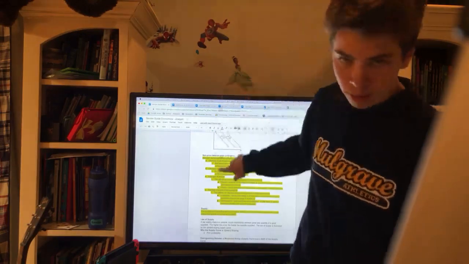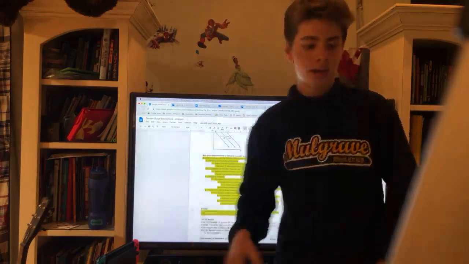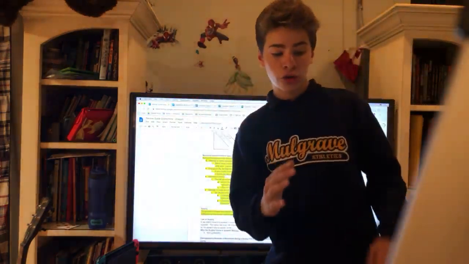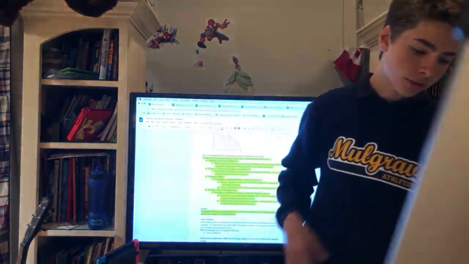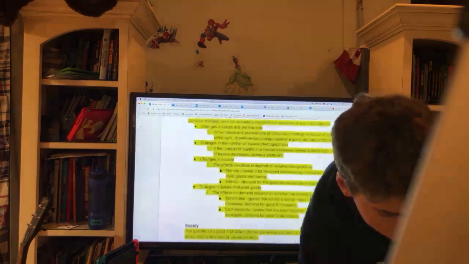You have to memorize this. I repeat, you have to memorize these non-determinants of demand because there will be a question that asks you about demand curve shifts as well as supply curve shifts. I'll just briefly go through them. However, they are very, very simple.